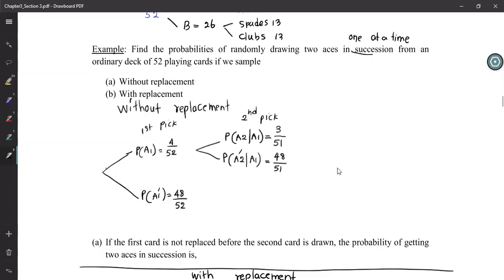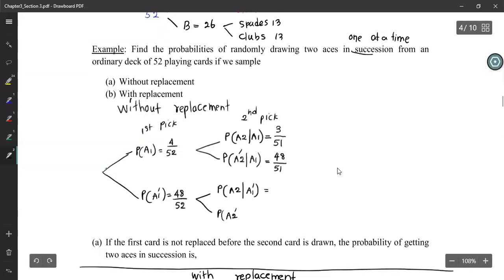Now let's go. What will happen if the first pick was not A? Right? So you looked at what will happen if the first pick was an A. Okay, so that's done. Now forget that. What will happen if the first pick was not A? Now again, the second pick can be an A or not A. So the first branch is the probability that the second pick is A, given that the first one was not A.